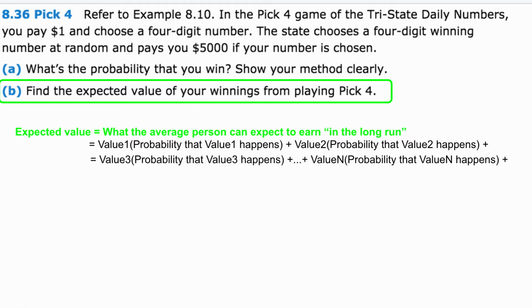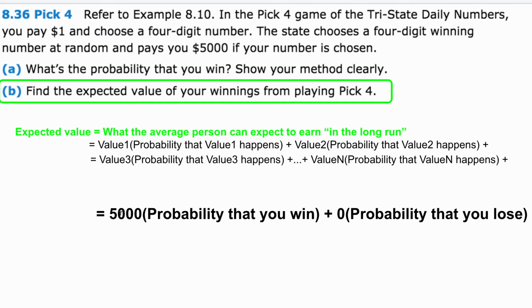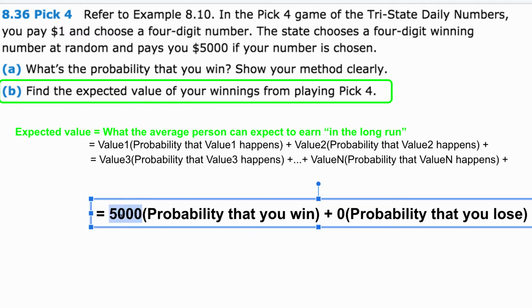Now remember, you're paying $1, so there's a couple ways you can do it. Actually, I realize this is wrong. So if you win $5,000, you paid $1. So actually, we should call that $4,999. What's the chance that you win? Again, that's what you're calculating. And then -1, you lose $1. What's the chance you lose $1?